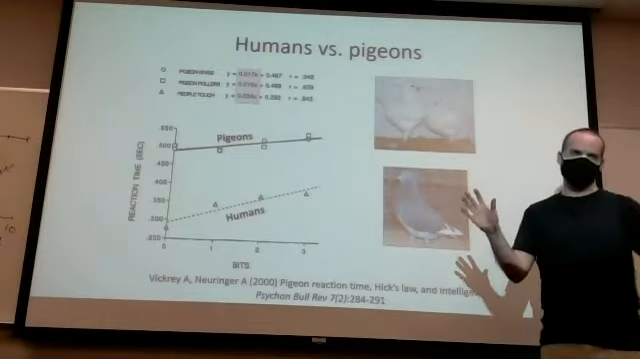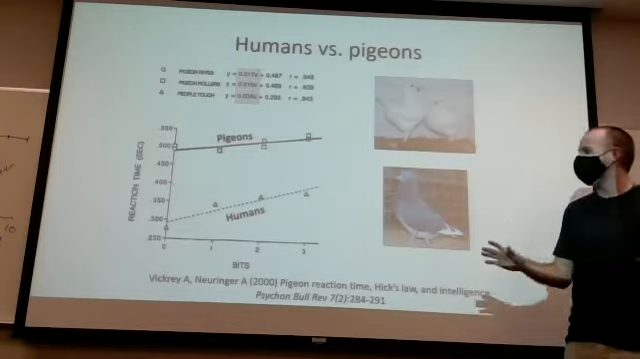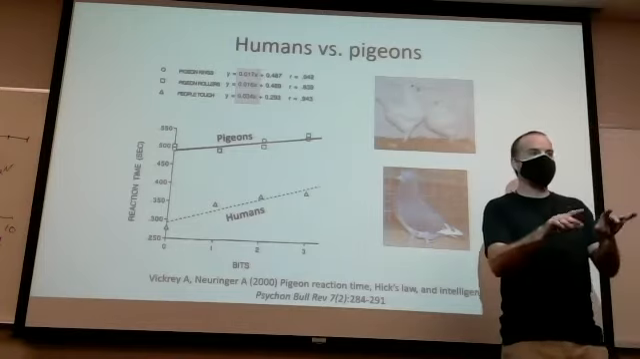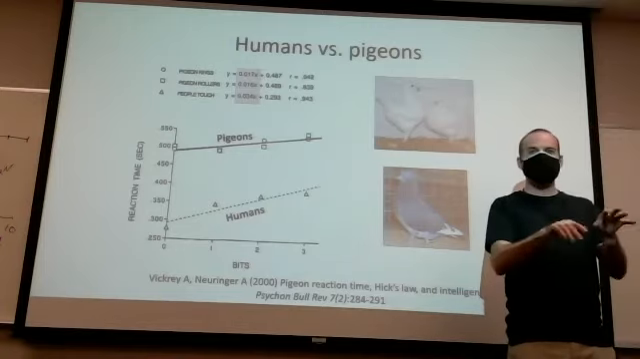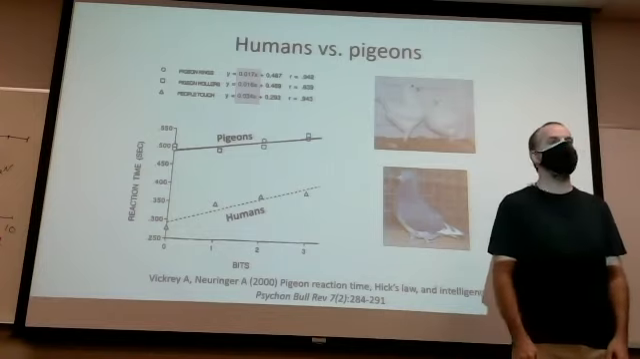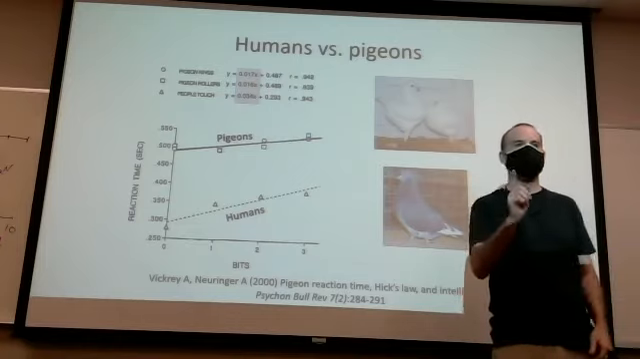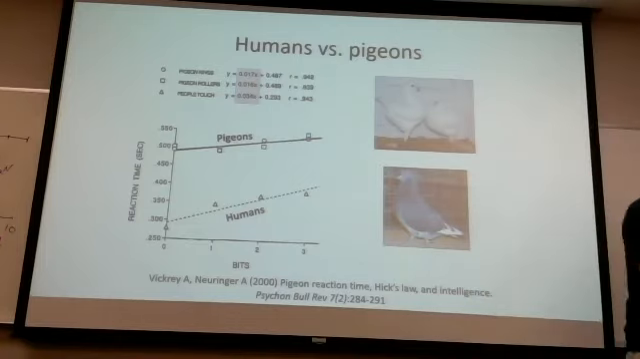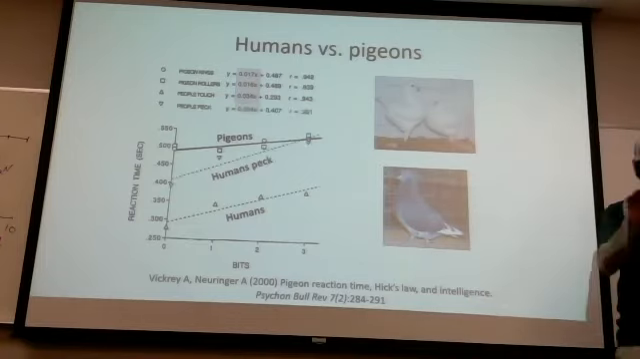But they went a step further. They said, well, wait a second. Maybe we didn't do this fairly. Because how did they test the humans? Well, they gave them the lights and they made key presses. How did they test pigeons? Well, they gave them lights and then the pigeons would peck. So, okay, well, maybe that's why. So let's redo this experiment and let's have humans peck.